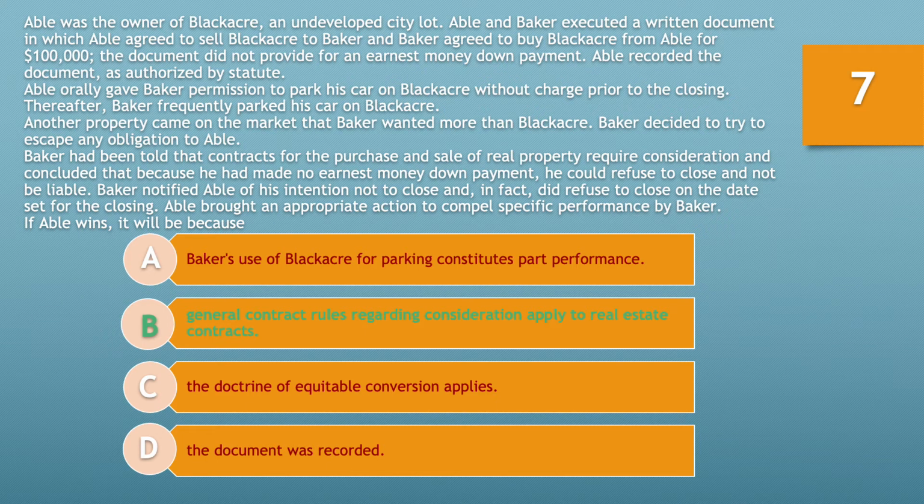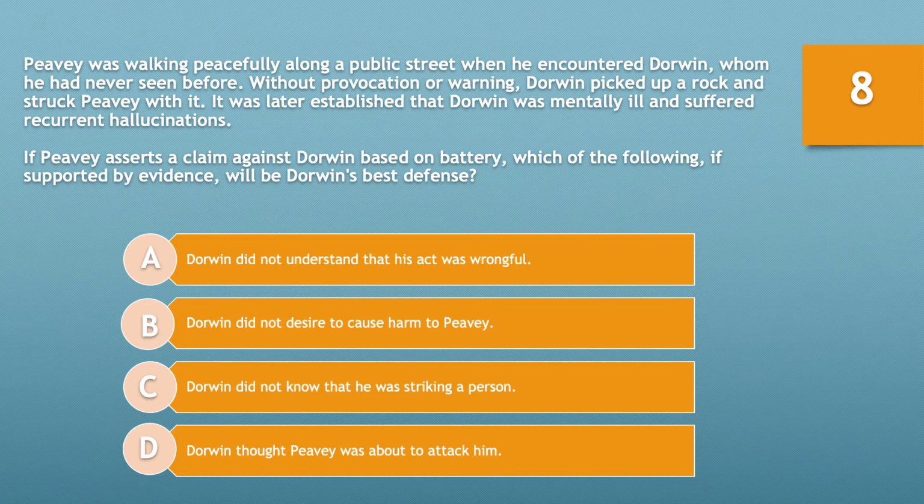The fact that the contract did not require a down payment is completely irrelevant. Don't forget, the contract did include a term and a price. Whether or not there was a down payment is actually not a requirement at law and is not necessitated as part of the consideration. Let's get on to question number 8.